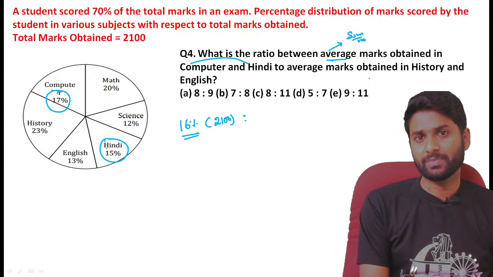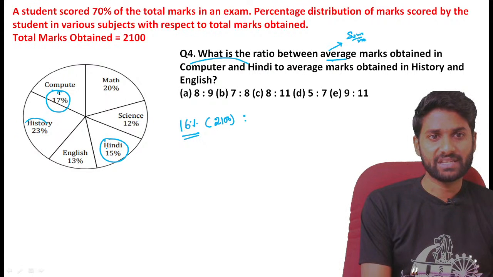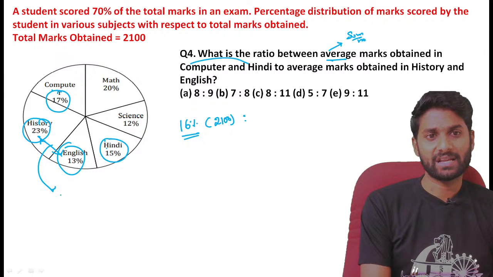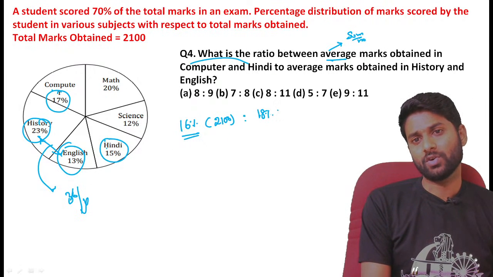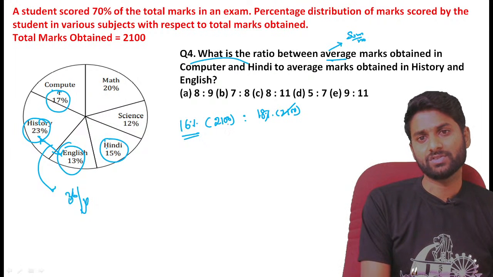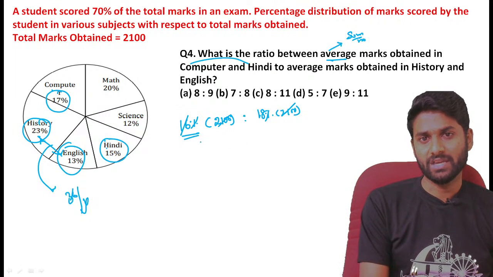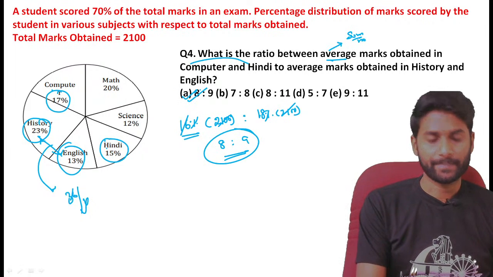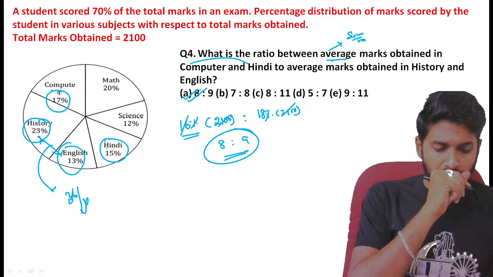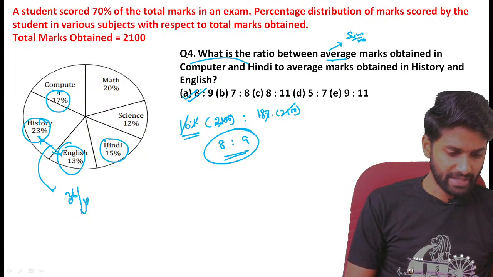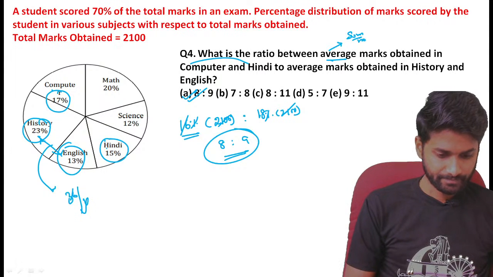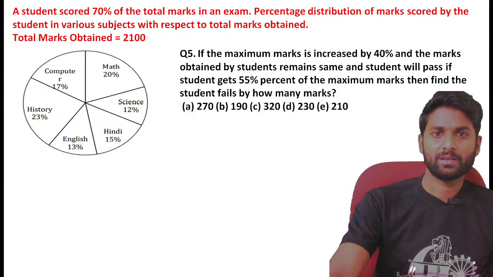Same thing. Average marks obtained by history and English, guys. History is 23, English is 13, and the sum of these two parameters is exactly equal to 36. 36 by 2, the value becomes 18 percentage of 2100. Now, all the parameters are cancelled. Now, see, here 2 8s are, 2 9s are. Now the ratio becomes 8 is to 9. So the ratio is exactly equal to 8:9, guys. Next one.